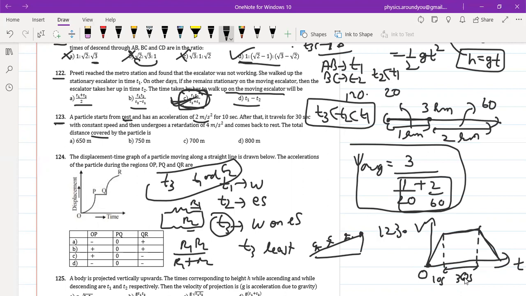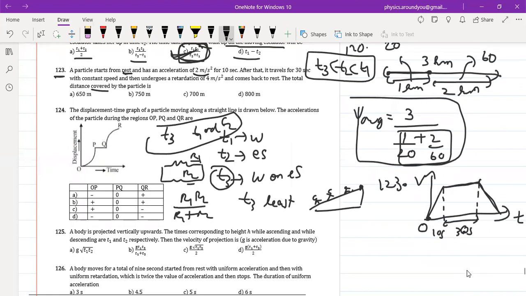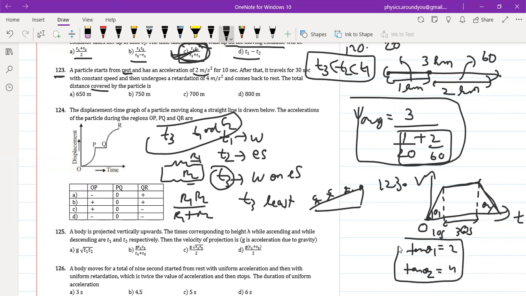Okay. So what else is given? They have given acceleration and retardation. Acceleration, let this angle be theta 1, let this angle be theta 2. They have given tan theta 1 to be equal to 2 acceleration. Tan theta 2, the deceleration, is given as 4. With the help of trigonometry over here, try to find this distance.